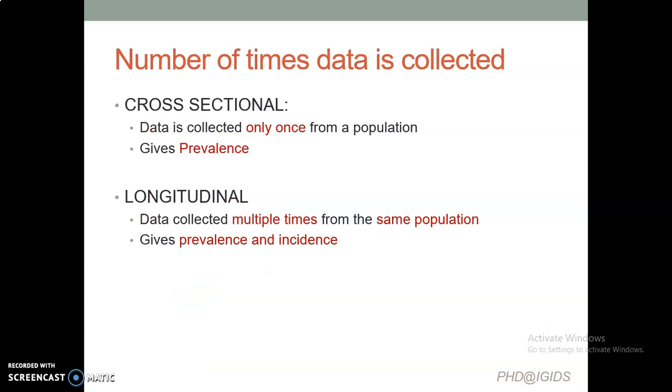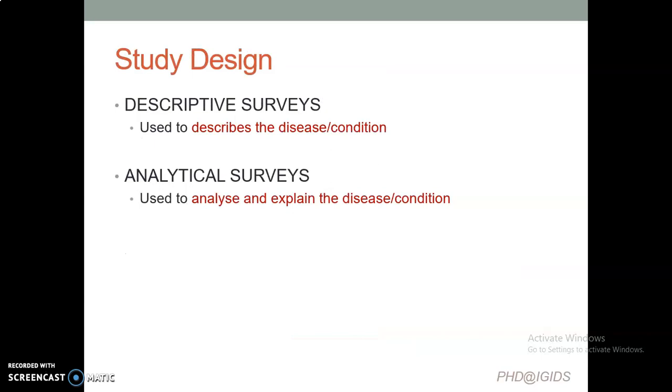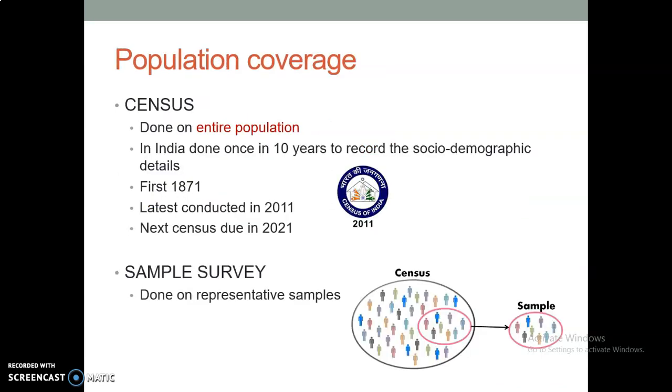Next, this is what I have explained once again in these slides: the number of times data is collected, how it is classified based on type of data collected, how it is classified based on study designs, and how it is done in relation to population coverage. So the census is just a little more detail in case it is asked as a short note.